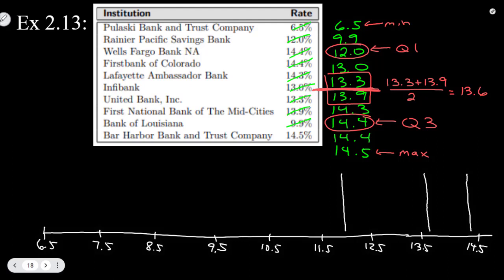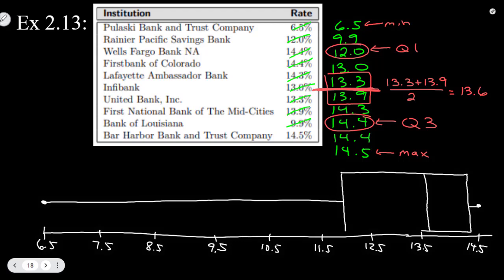Then we're going to find our minimum, and we'll put a dot here at the minimum, and we're supposed to draw a horizontal line over to quartile 1. And then we are going to do our maximum, which is just 14.5. So we have that dot, and we'll draw a horizontal line to Q3, which is obviously a much shorter line. And then we finish our box in the middle.